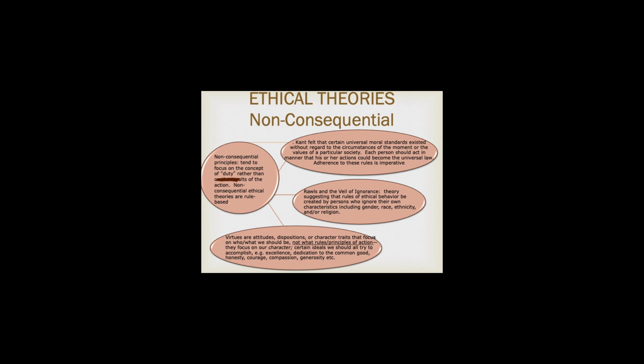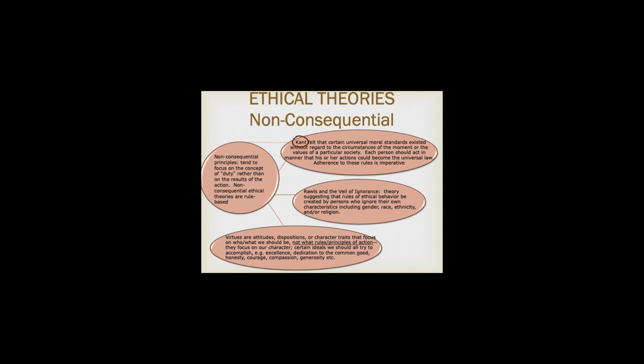So Immanuel Kant is one of the ethical theorists who is a non-consequential theorist. He said that there are certain universal moral standards that exist without regard to the circumstances of the moment or the values of a particular society. And you might think about those theories in the context of the Ethics Unwrapped video that you just watched.